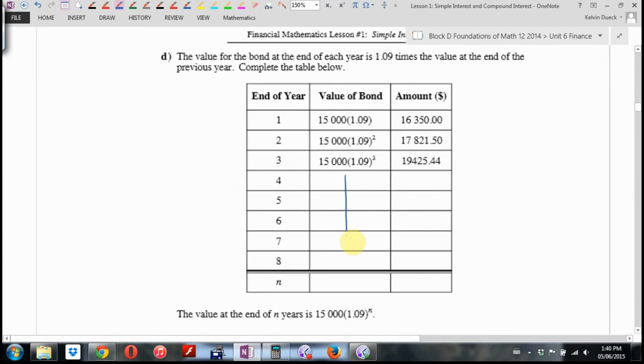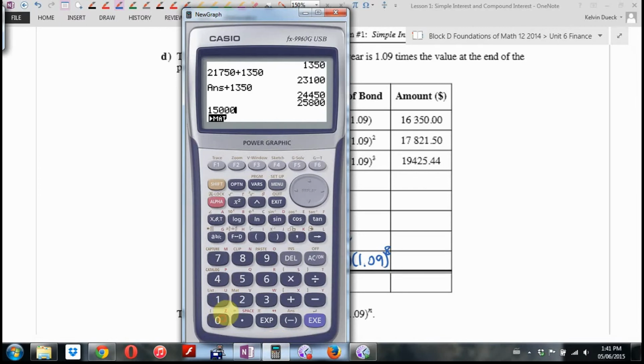I'm going to skip right down to year 8. If I want to know what this is going to be worth on compound interest, it's going to be 15,000 times 1.09 to the 8th power. You need to know where your exponent button is. Is this investment worth more, the same, or less than the original on simple interest?